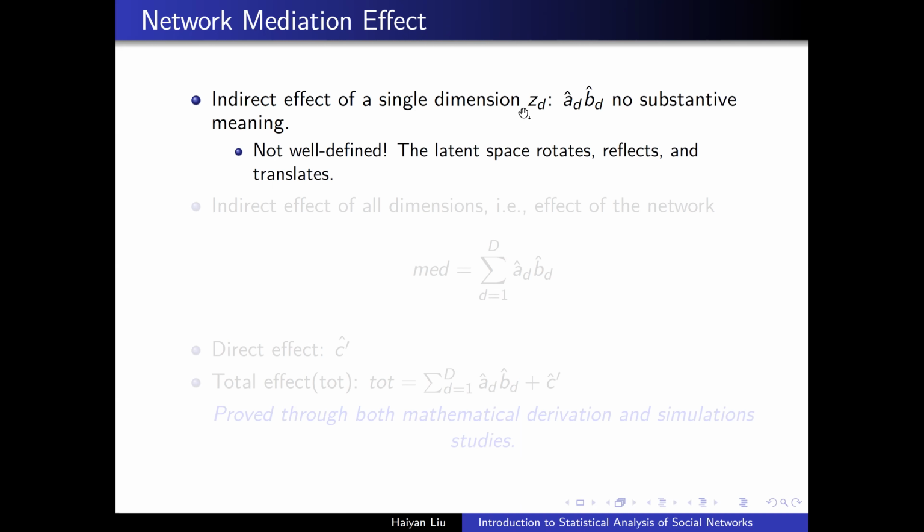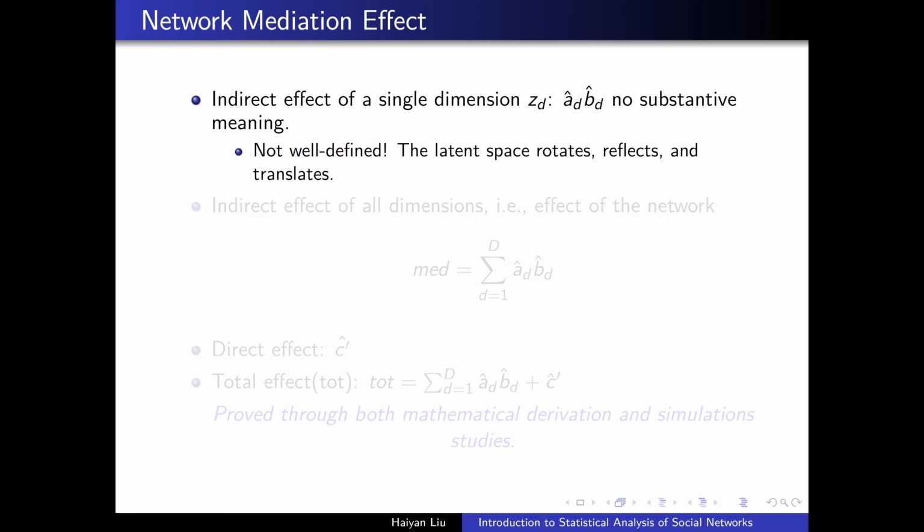Now, however, we need to note that those indirect effects of a single dimension have no substantive meaning. This is because we are able to label each dimension arbitrarily. In terms of the network, all those dimensions are equivalent. Also, due to rotation, reflection, and translation, those latent positions are not unique. They could rotate, reflect, or translate. So therefore, the effect along each dimension has less substantive meaning to us.